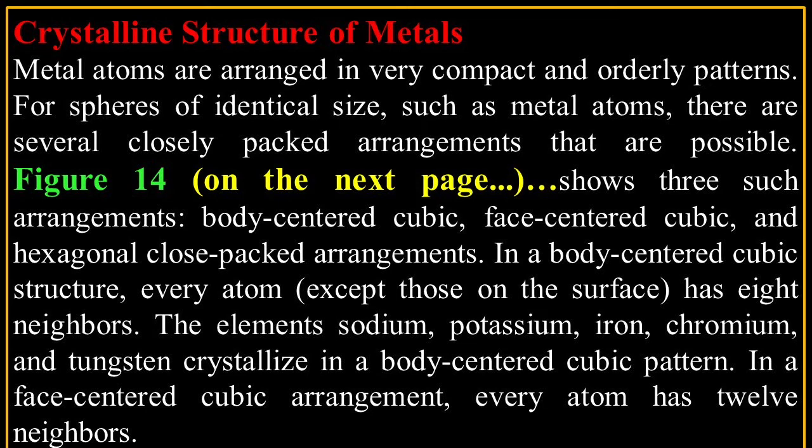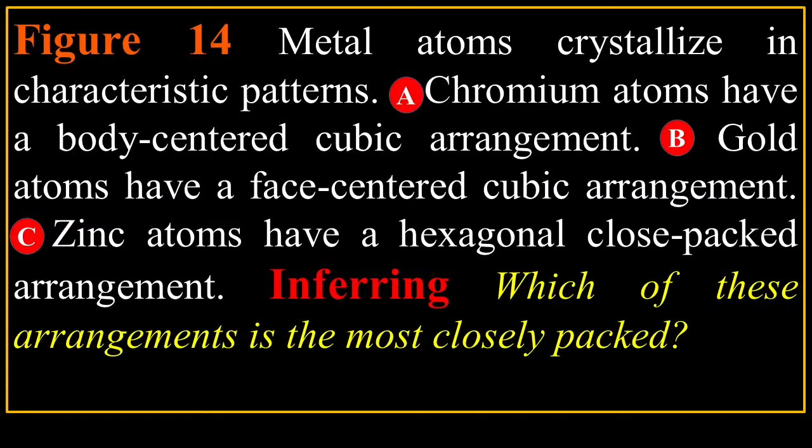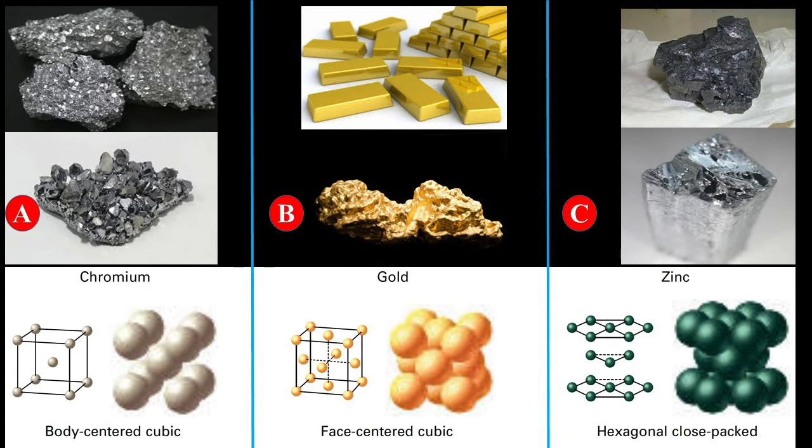In a face-centered cubic arrangement, every atom has 12 neighbors. Figure 14, metal atoms crystallize in characteristic patterns. A, chromium atoms have a body-centered cubic arrangement. Gold atoms have a face-centered cubic arrangement, and zinc atoms have a hexagonal close-packed arrangement. Inferring which of these arrangements is the most closely packed.